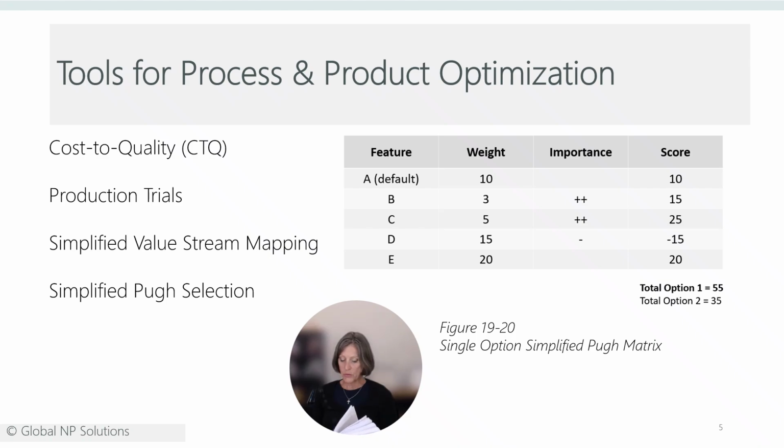Sometimes a PU matrix is called a decision matrix or value analysis matrix. In combination with the function map, the simplified PU matrix can be very powerful. Must-have criteria for the product or process are listed as rows, and design alternatives are considered in the columns, as shown in Figure 19-20.